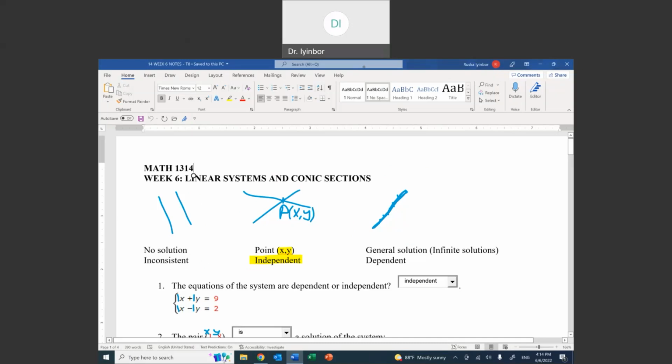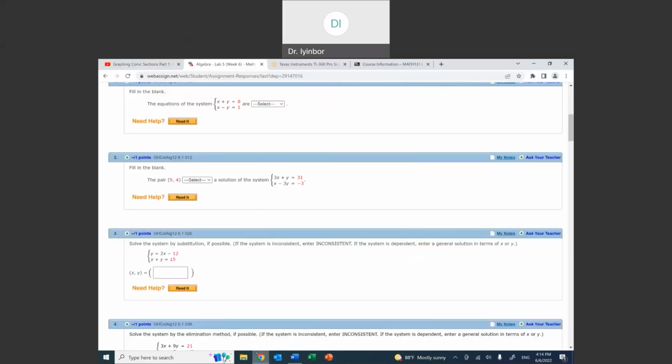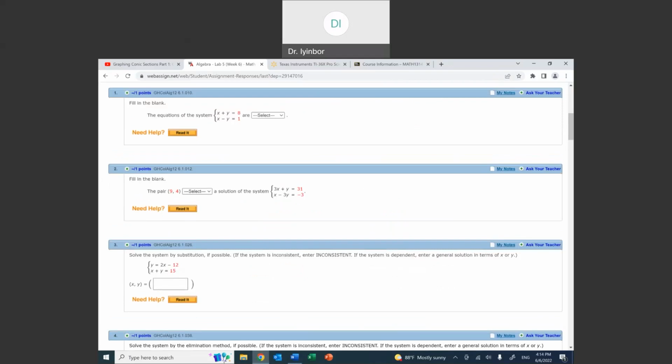Okay, so these are the three different cases, and going back to your lab, we're going to start with number 1. Number 1 says fill in the blanks: the equations of the system are dependent or independent, which means whether the system has infinite solutions or just one solution, one point. How do you do that? How do you solve a system of equations?